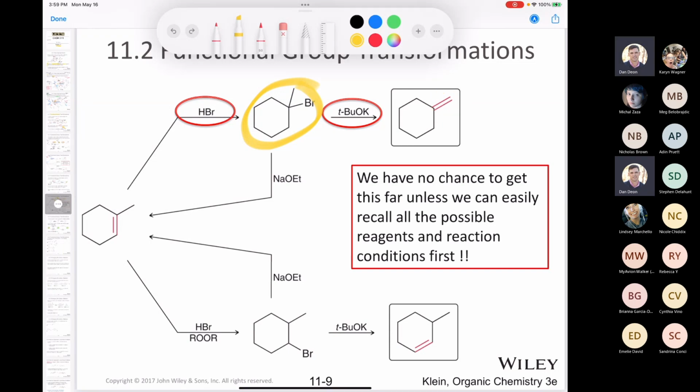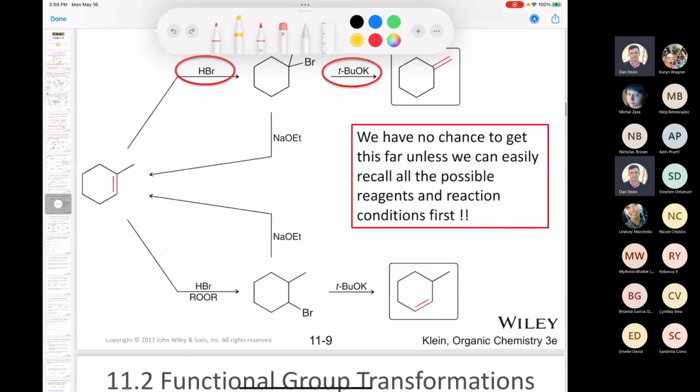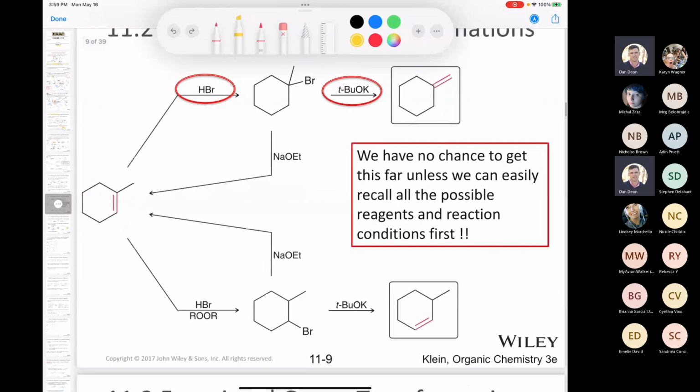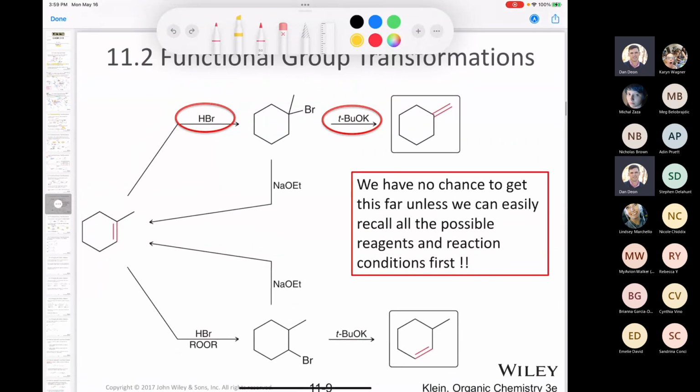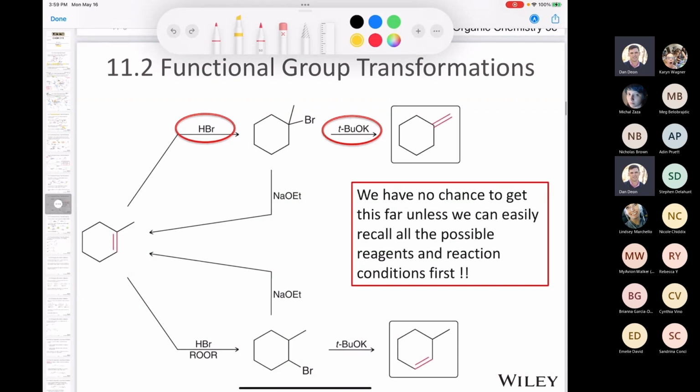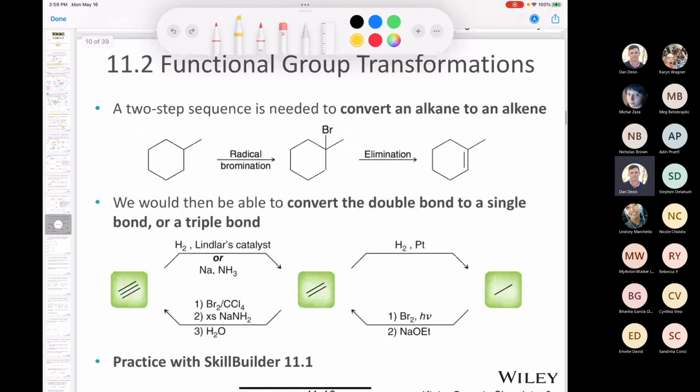And this is a little blip here that I stole from David Klein, and it might seem kind of harsh, but it says we have no chance to get this far unless we can easily recall all the possible reagents and reaction conditions first. That's just a nice way of saying you need to know all the different reactions that are learned in Organic Chemistry 1 in order for you to begin and really get into the new material in Organic Chemistry 2.